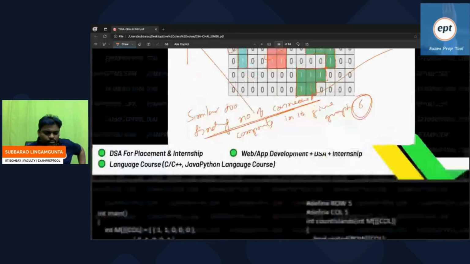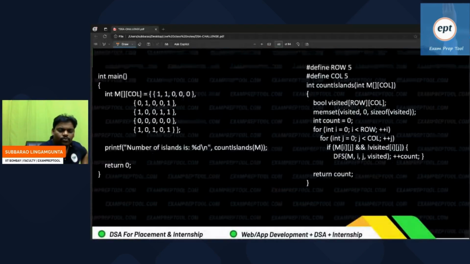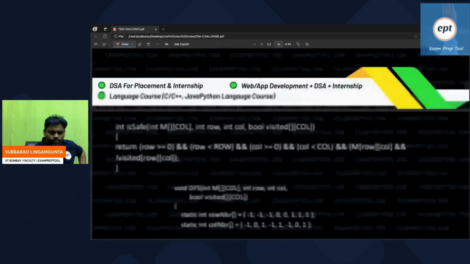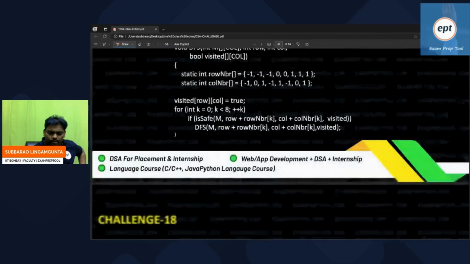So I have written some small code also. See this one. I took a matrix and called countIslands. When you call the function countIslands by sending the matrix, it will scan every row and every column, starting with i equal to 0, j equal to 0. While scanning, first it will check whether it is visited or not. If not visited, then it will call the DFS algorithm.